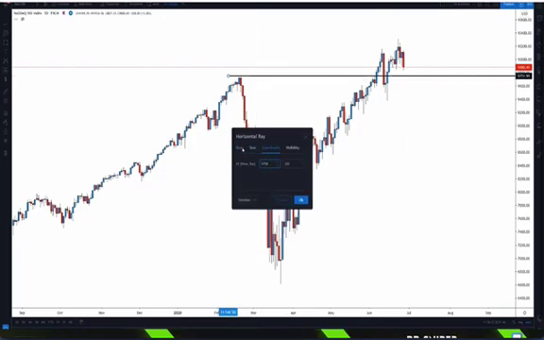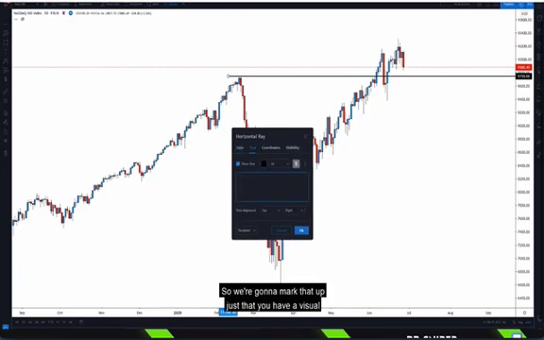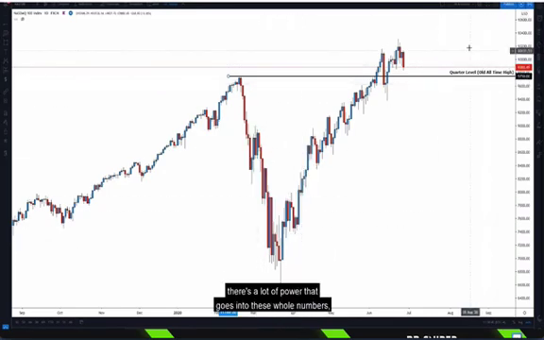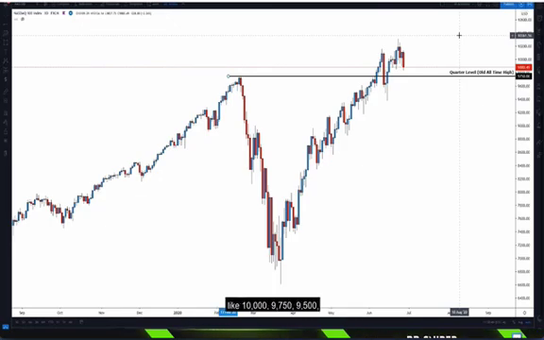And you'll notice the old all-time high for the NASDAQ, right around that whole level of 97.50. So we're going to mark that up just so that you have a visual of the quarter level and the old all-time high. In quarters theory, remember, there's a lot of power that goes into these whole numbers, like 10,000, 9750, 9500, 9250, 9,000, so on and so forth.